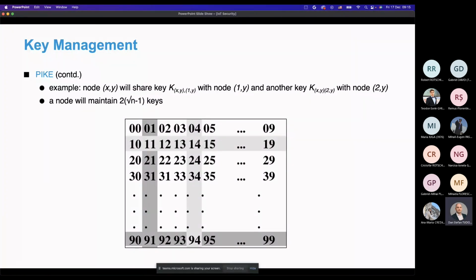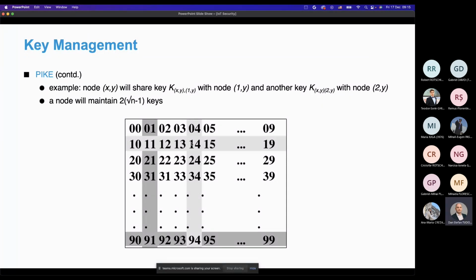The light shaded boxes indicate all nodes that share a key with node 14, for example. Node 14 shares keys with nodes 10, 11, 12 through 19, but at the same time, 14 shares a key with nodes 04, 24, 34, and 94. The intersection of a column and a row denotes the commonality between these nodes.